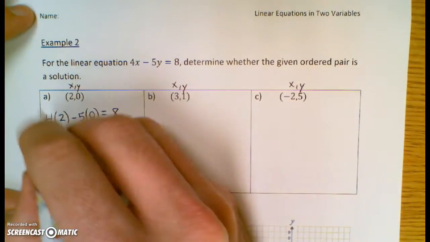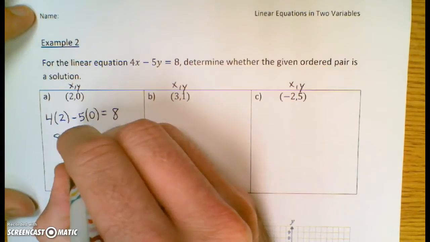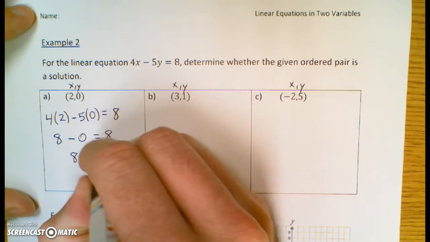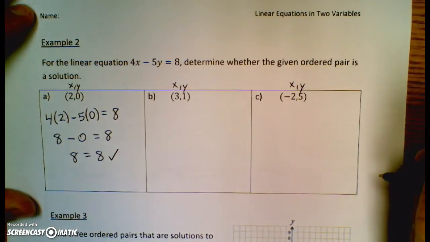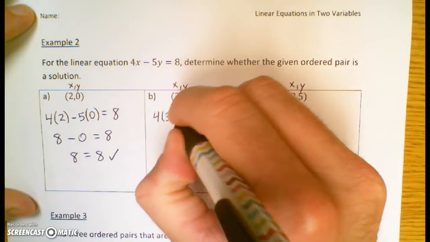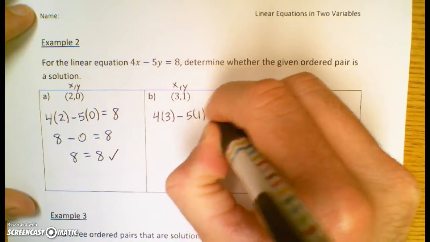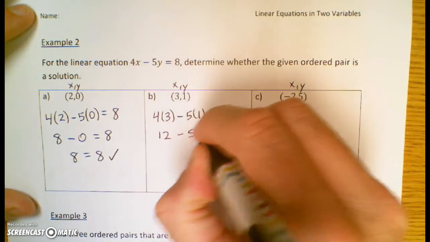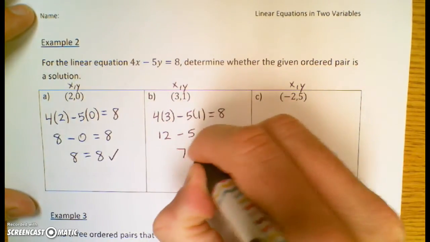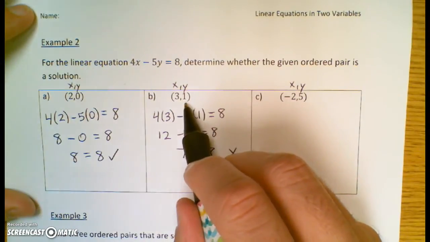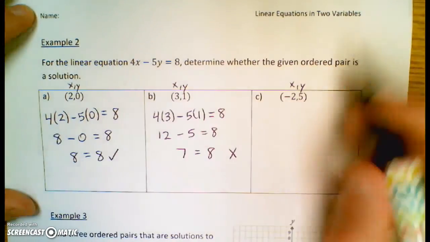Now let's check. 4 times 2 is 8. Minus 5 times 0 is 0. 8 minus 0 is 8, so 8 equals 8. This one's good. Try the next one. 4 times 3 minus 5 times 1 equals 8. 12 minus 5 equals 8. 7 equals 8. This one is not good. So this is not a point on the line. It's not a solution to the equation.